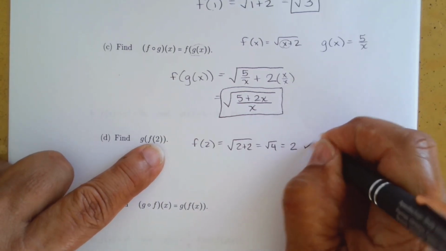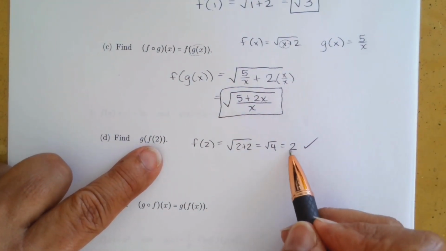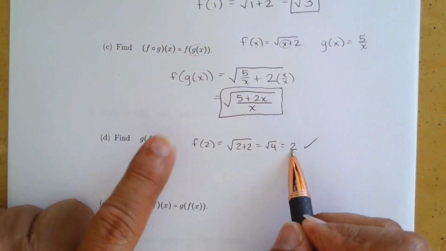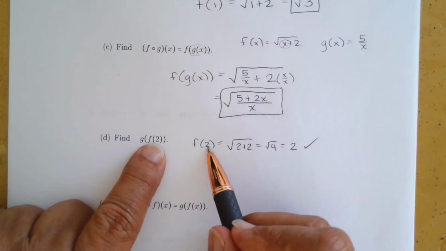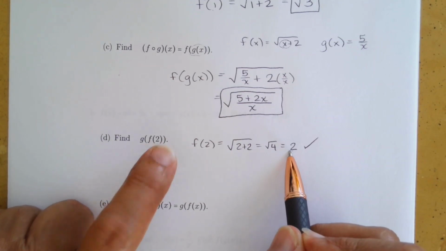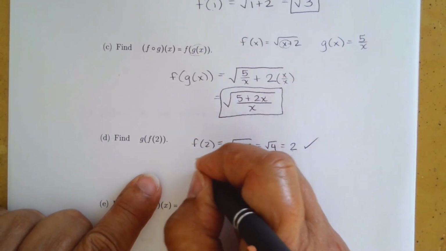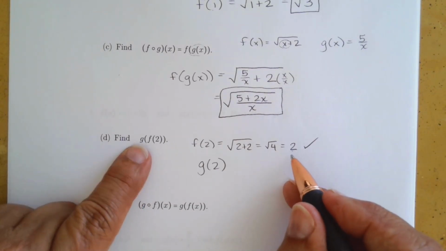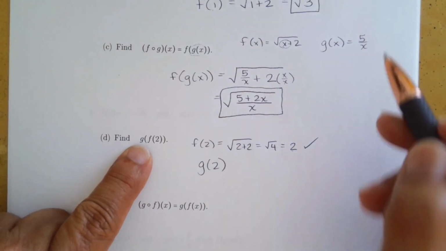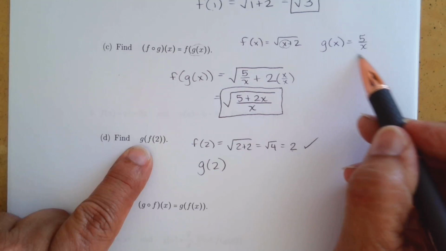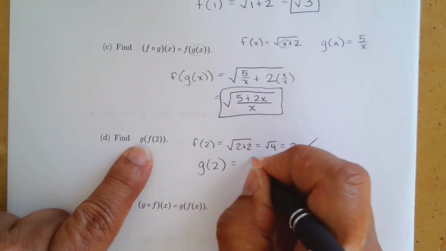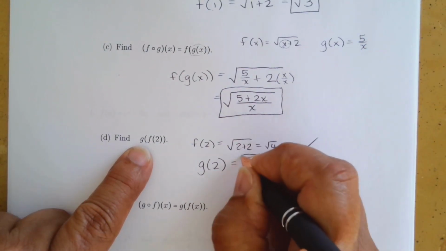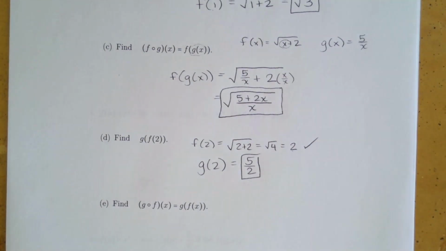Okay, so remember, that's not your answer. Now we're going to take 2 and replace that with the f of 2, because f of 2 equals 2. So in place of f of 2, we're going to replace it with what we got, 2. So now we're going to find g of 2. So now we're going to put 2 over here. So that is 5 over 2, which is 5/2, and that's it. Okay?